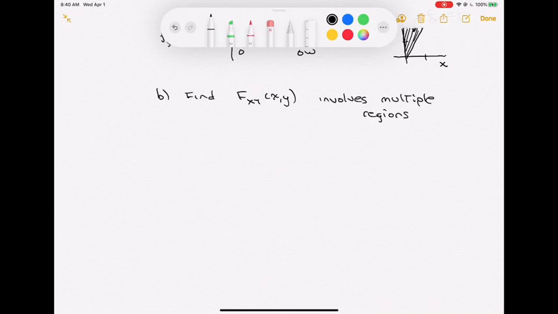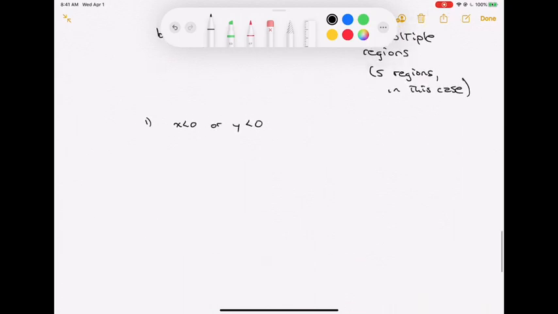Let's do the first region, and it turns out, just because I know where I'm going, there are 5 regions in this case, and you'll see where this comes out as we go through. Let's look at the first region as the following. I'm going to look at x being less than 0 or y being less than 0. And I am looking for what is the CDF F_XY(x,y) for this condition, little x being less than 0 or little y being less than 0. Sketches again here are going to be really, really helpful.